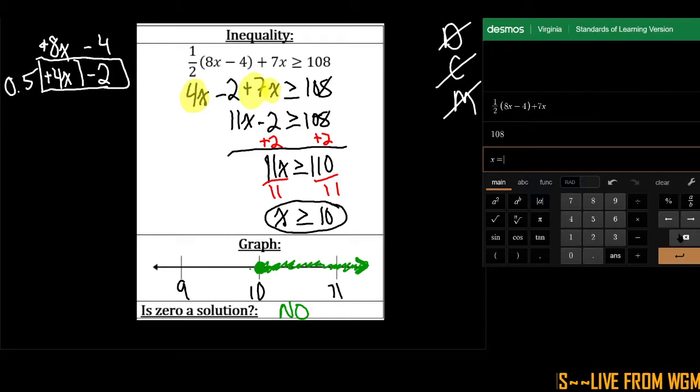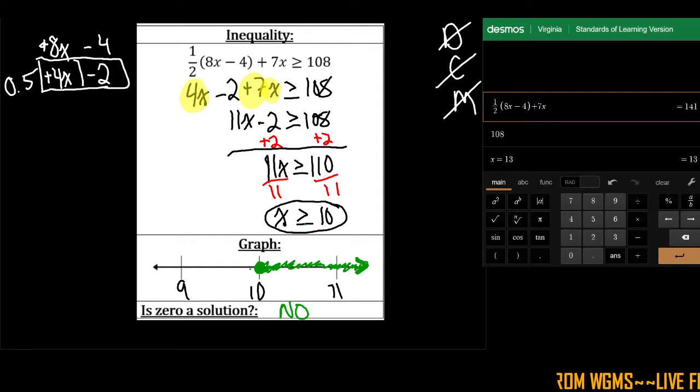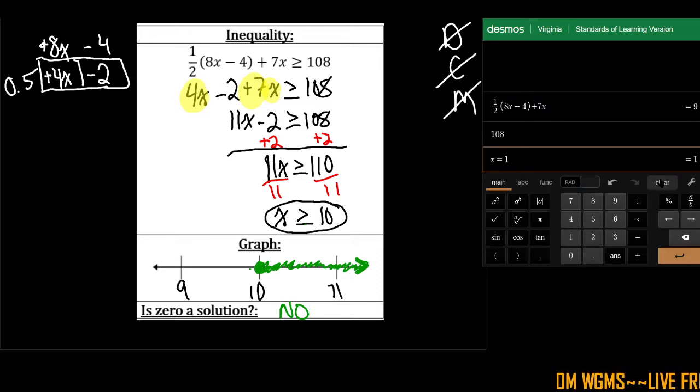Well, what would be a solution? Well, let's try, what about 5? Is 5 a solution? Well, no, it's not, since 53 is not greater than or equal to 108. What about 13? Well, yes, it is. Again, we said that it has to be any number greater than 10 is what we're trying to plug in for x. And so since 13 is greater than or equal to 10, we could say that our expression on the left-hand side is 141, which is greater than or equal to 108. So we know we are good. So again, any of those values would be possible solutions.